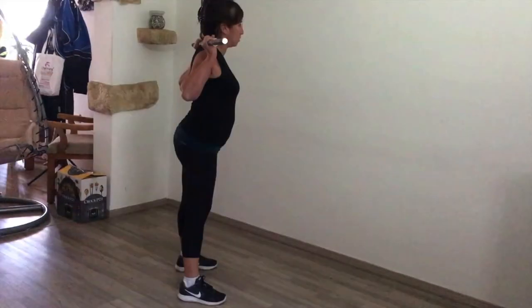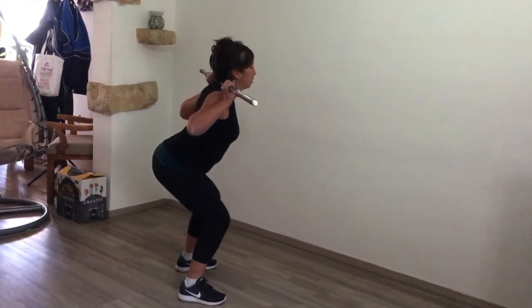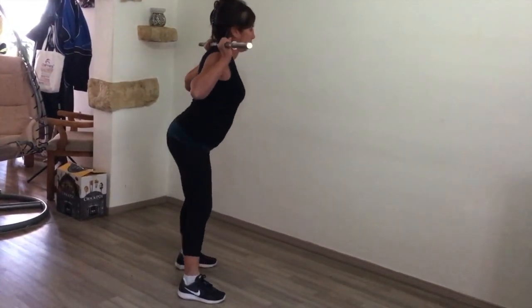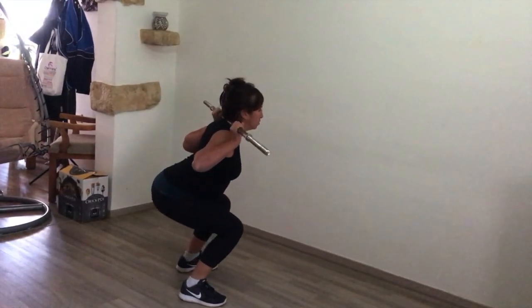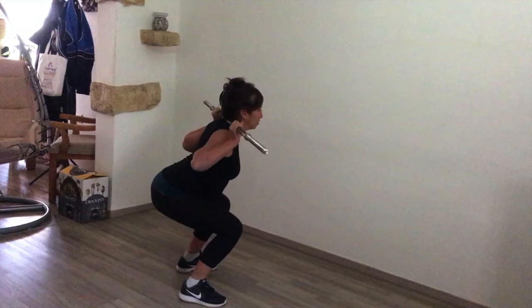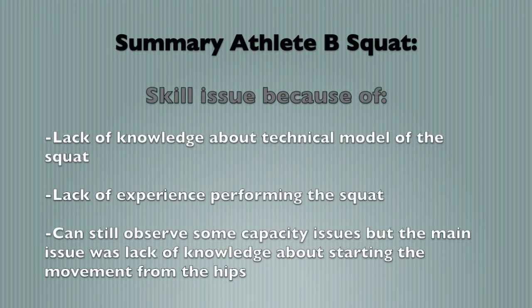Now see Athlete B performing the squat again from the sagittal plane, and we can observe that the movement pattern is much closer to the technical model, even though at the bottommost position of her squat, she does not manage to get below parallel and there is an excessive lordotic curve at the spine. Even though there are still some restrictions in the way the movement is performed, I have concluded that Athlete B had a skill issue with the squat because of the lack of knowledge about how the movement should be performed and lack of weight training experience.